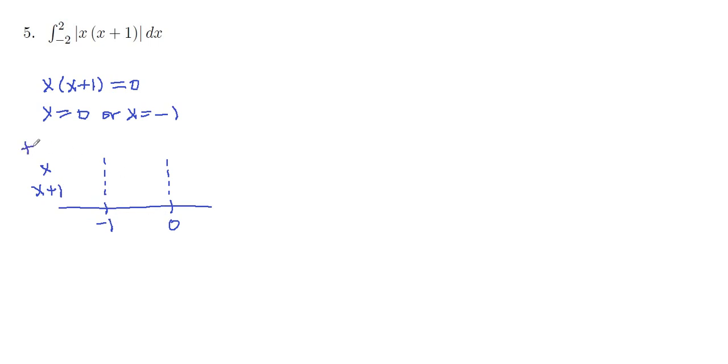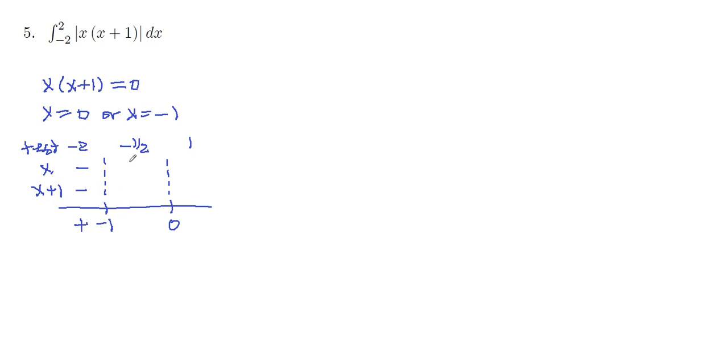So we pick a test value to see if the function's positive or negative. We could test negative 2 in the region of numbers less than negative 1. Between 0 and negative 1, we could test negative 1/2. For numbers bigger than 0, we could test 1. So negative 2, plug that in for x, you get a negative. Plug it in for x plus 1, negative 2 plus 1, you get a negative. Negative times negative is positive.